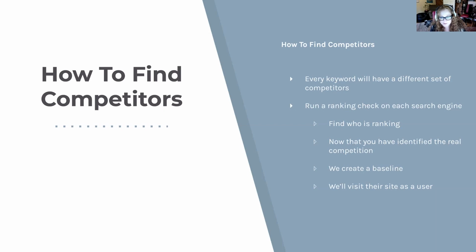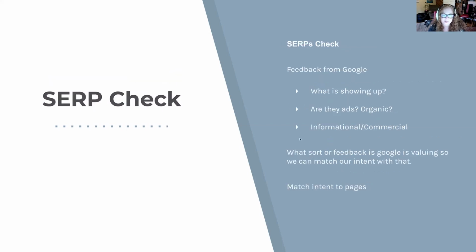We want to create a baseline, and we want to visit their site as a user and as an SEO user, right? So the SERPs, search engine results pages, I love them. They're the basis of everything, right? We want to know things like, are images showing up? Is Google ranking images or videos in the search engine results pages? Are there ads? Is it local SEO in the map section there, right? What's the intent of the page?